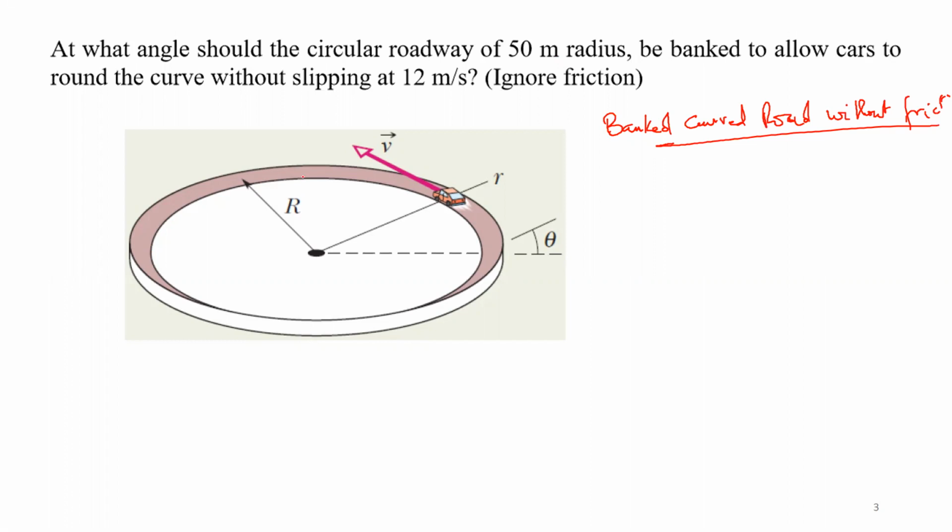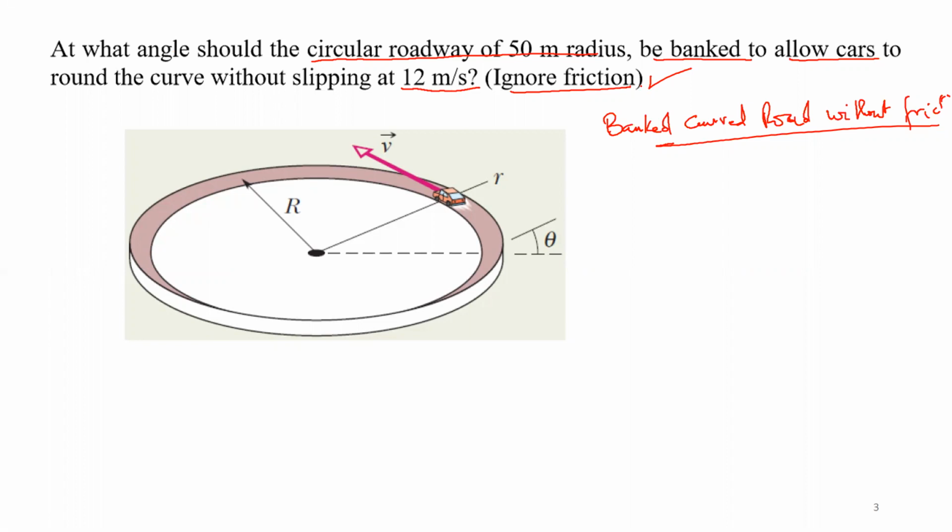So let's read the question. At what angle should the circular roadway of radius 50 be banked to allow cars to negotiate the curve without slipping at a maximum speed of 12 meters per second? Ignore friction. I will always ignore friction, not always, but in this case, I will neglect friction.